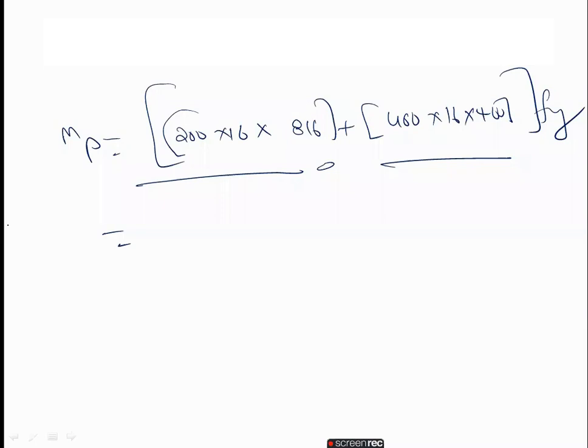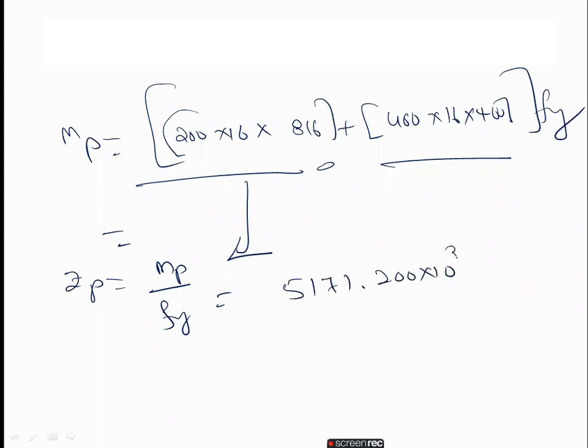Whatever I wrote here clearly. The Zp value is Mp by Fy. Mp we know already, and Fy we also know, 250. Once you substitute, I will get 5171200 into 10 cube mm cube. So like this you have to calculate. The next step is section classification.